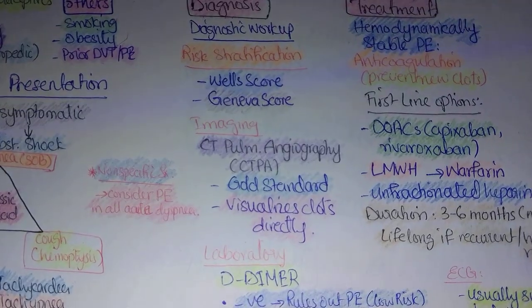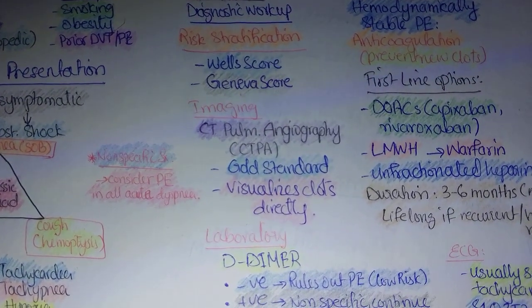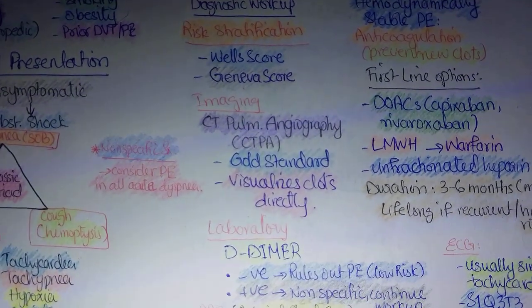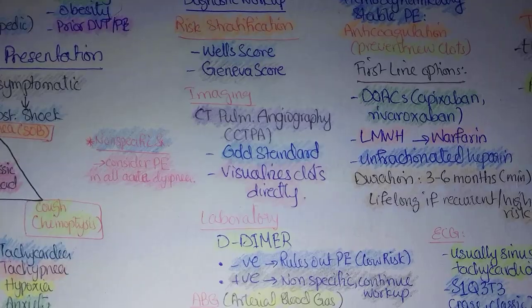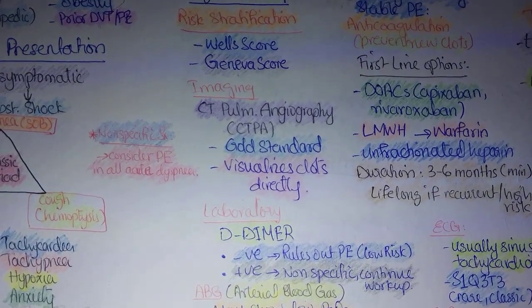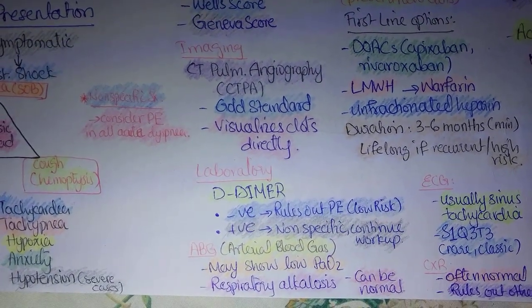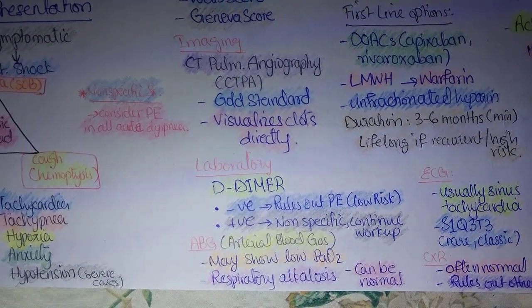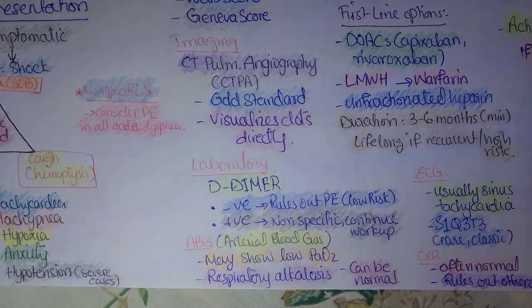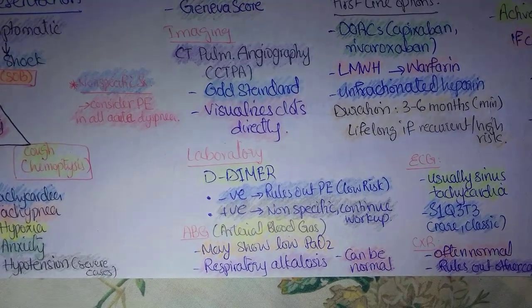Diagnosis would be CT pulmonary angiography. That's the gold standard, as it directly visualizes the clots. D-dimer is highly sensitive, and a negative result rules out pulmonary embolism in low-risk patients, but a positive is non-specific.